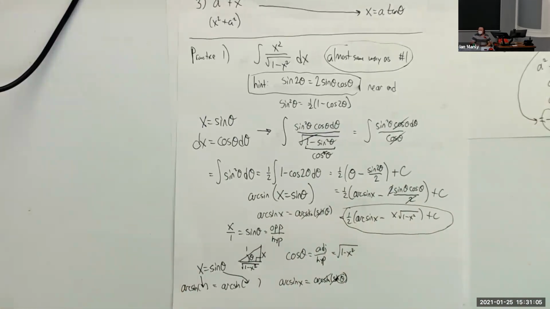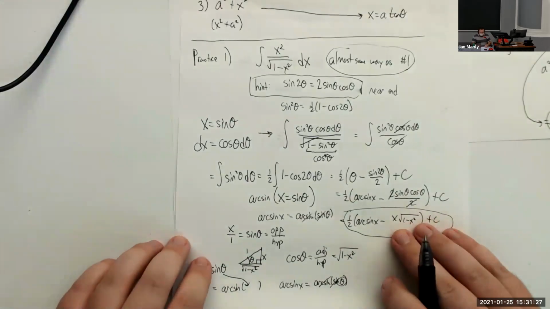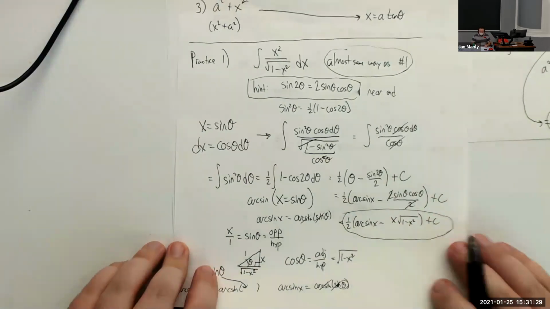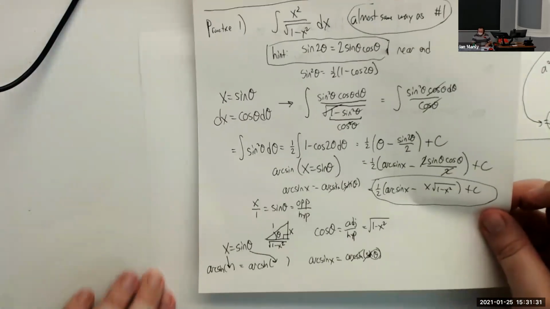So the moral of the story is that anytime we just have a theta on its own, we're going to have arc something as part of our answer. Since we used sine for our substitution here, we have an arc sine. Maybe in another problem, we'll have arc secant or arc tangent or something like that. But whenever we have a theta on its own, it's going to be arc something because of that. All right, there we go. You guys can type this in at home or later or whatever.